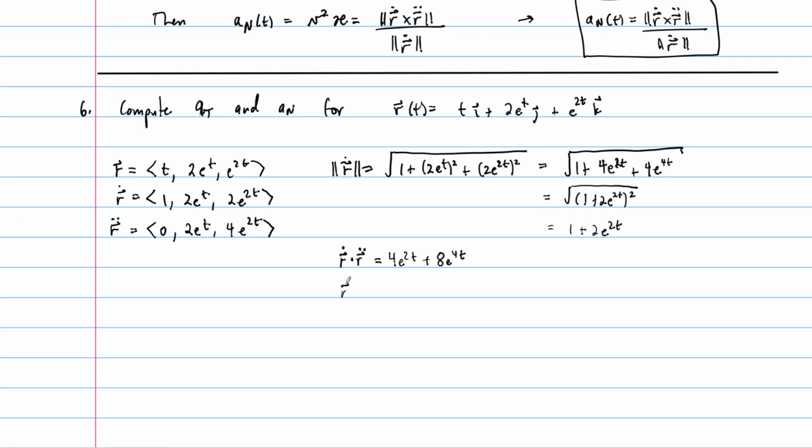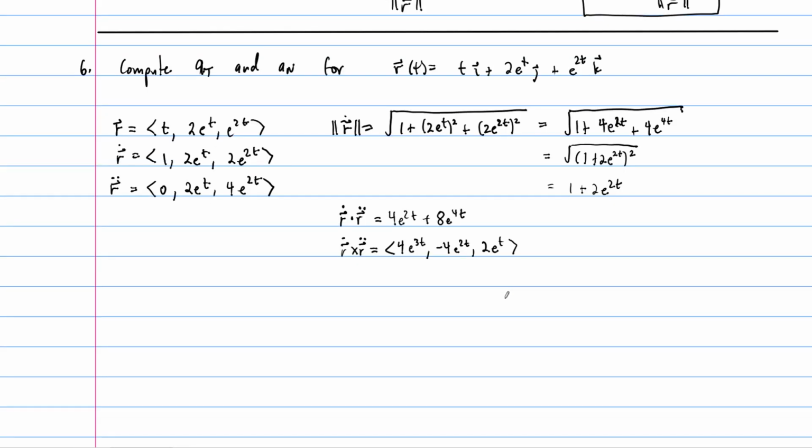The cross product is going to be, so r dot crossed with r double dot. The first component is going to be 8e to the 3t minus 4e to the 3t. So that leaves us with 4e to the 3t. The next component is going to be 0 minus 4e to the 2t. And then the last component is going to be 2e to the t minus 0, right? So just 2e to the t.